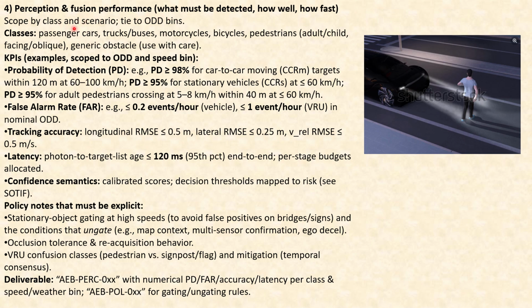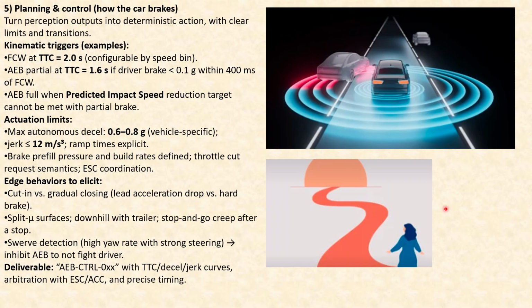Okay, this perception and fusion performance is an extremely important step as far as the requirement elicitation is concerned. Now coming to planning and control: turn perception outputs into deterministic action with clear limits and transition.